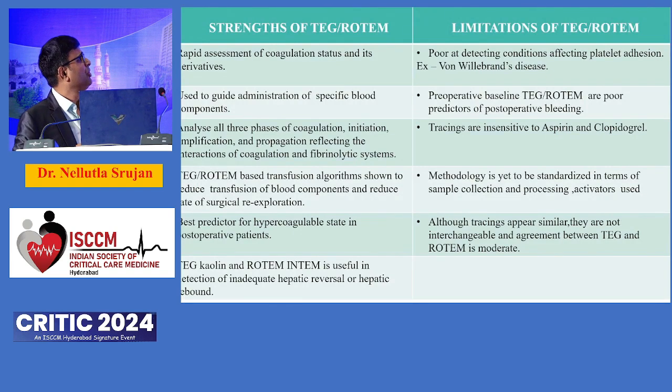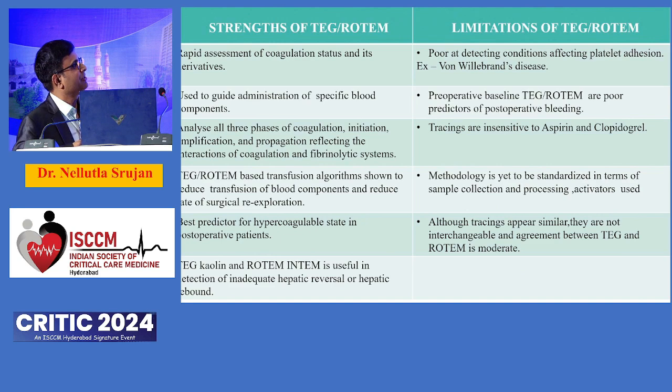Now, coming to the strengths of TEG or ROTEM: it helps in the rapid assessment of coagulation status and its derivatives. It is used to guide administration of specific blood components. It analyzes all three phases of coagulation: initiation, amplification, propagation, reflecting the interactions of coagulation and fibrinolytic systems. TEG-based transfusion algorithms have been shown to reduce transfusion of blood components and reduce the rate of surgical re-exploration. It is the best indicator for hypercoagulable state in postoperative patients. And TEG and ROTEM are useful in detection of inadequate heparin reversal or heparin rebound.